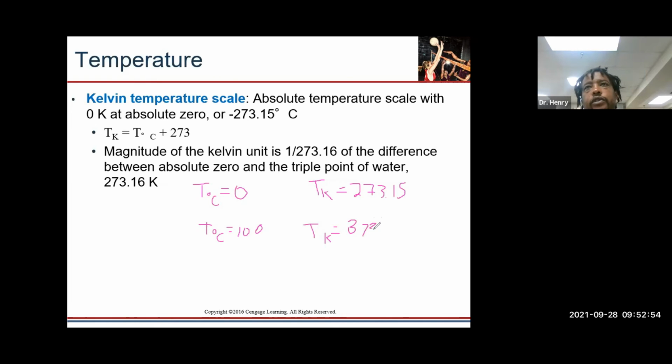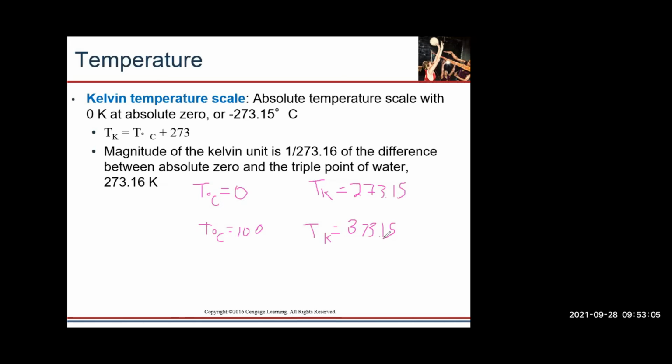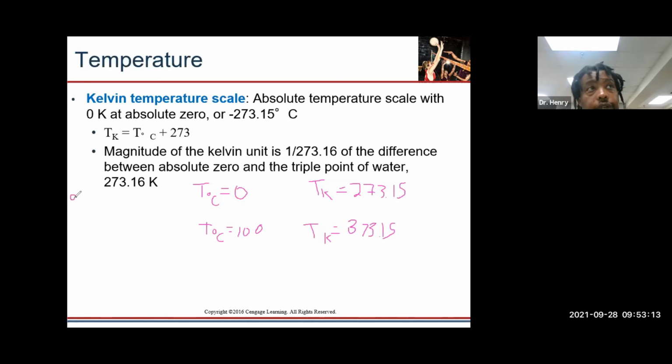Okay, let's see if we can make it a little more challenging. What is the temperature of our bodies in Fahrenheit? 98.6 or something. Okay, so it's 98.6 degrees Fahrenheit. If you can do me a favor, I'd like you to change that to Celsius, and then I want you to change it to Kelvin.